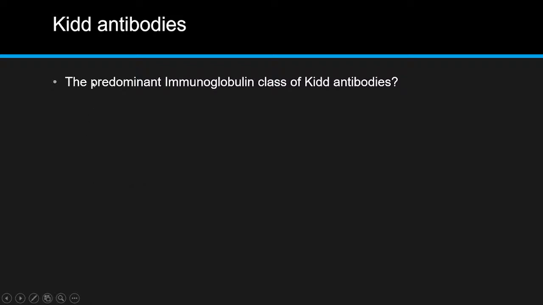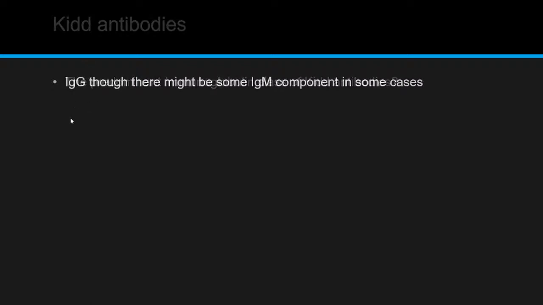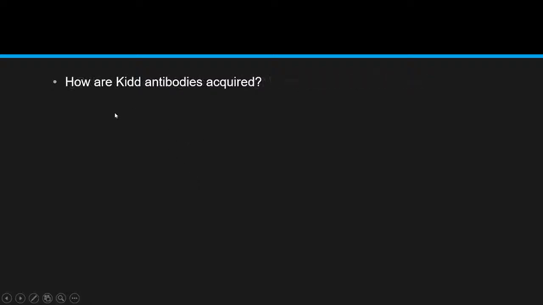And we have to talk about the Kidd antibodies, of course. The immunoglobulin is IgG. This is probably one of the first IgG class antibodies that we've discussed today, aside from Rh. Now, there might be some components of IgM, but that is very rare. All right. Now, another question that will come to mind: how are they acquired?